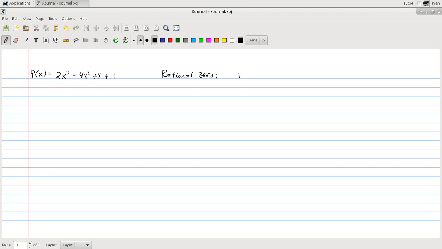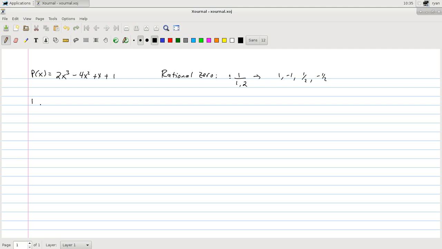So these will be things of the form 1, those are the only factors of the last term, divided by either 1 or 2, those are the factors of the front coefficient, and then any possible sign combinations thereof. So we've got 1 or negative 1, or 1/2 or negative 1/2. We're going to try each one of these using synthetic division and see which ones work.